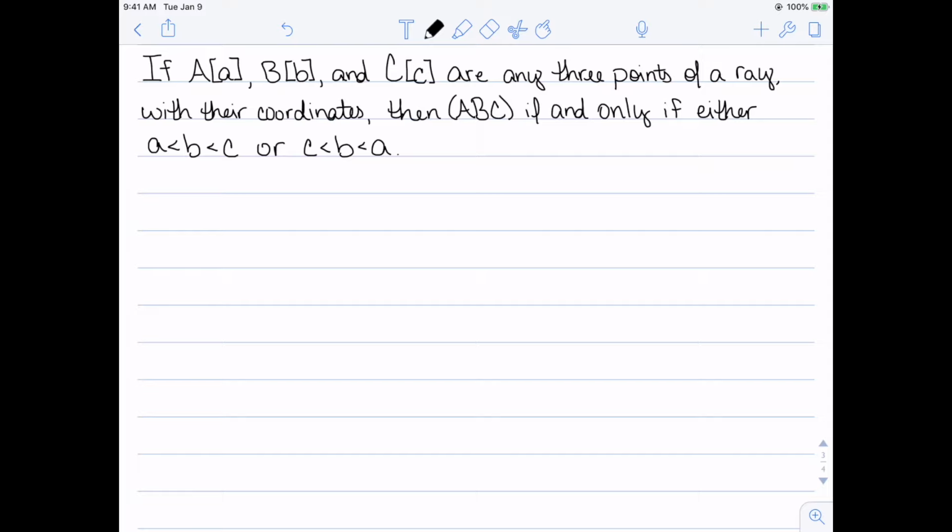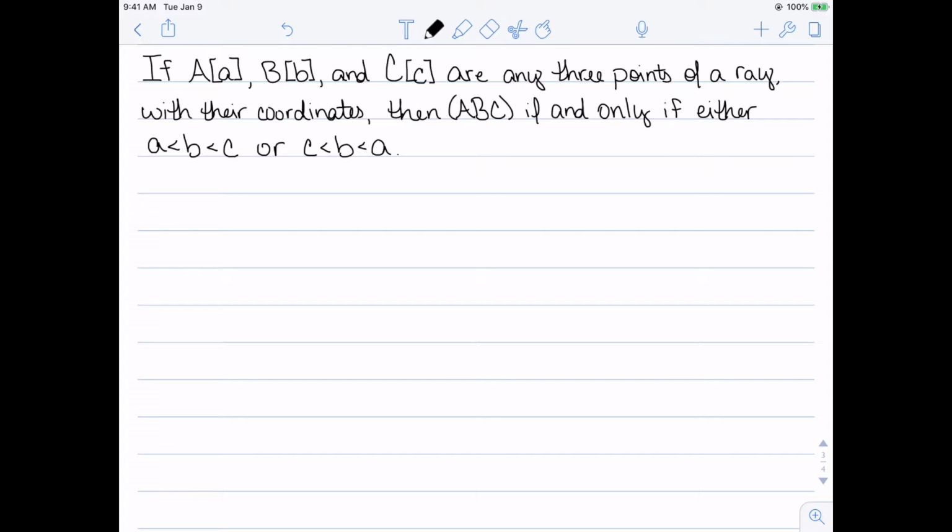Our first theorem concerning this: if I have any 3 points on a ray, A, B, and C with their coordinates little a, little b, little c, then the betweenness relation ABC holds if and only if either a is less than b is less than c, or c is less than b is less than a. So let's look at actually proving this.